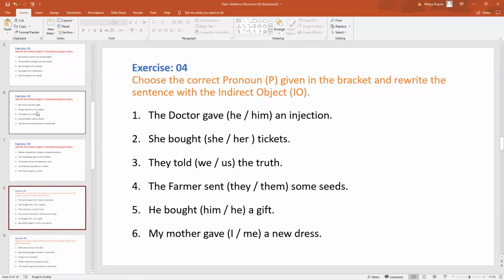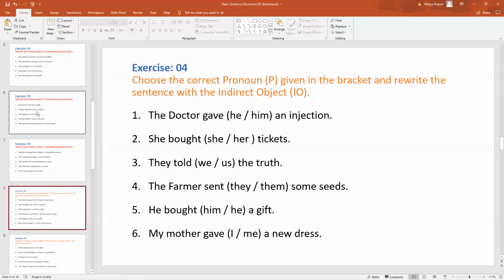Okay. Next you have another activity. You have to recall how to use the pronoun, which pronoun, the objective, not the nominative pronoun. Okay, so read it and you have to pick up the right pronoun and write down the sentence with the indirect object. Like, the doctor gave him an injection, which is right. Can we say the doctor gave he an injection? No. The doctor gave him an injection. So same way you have to do the other sentences.